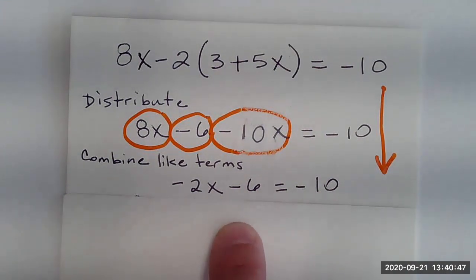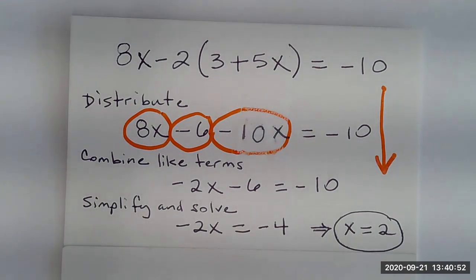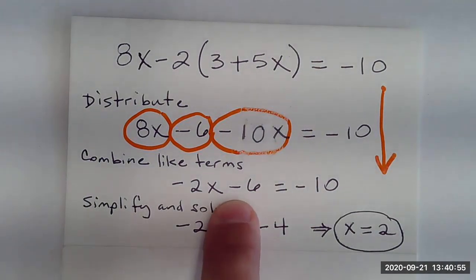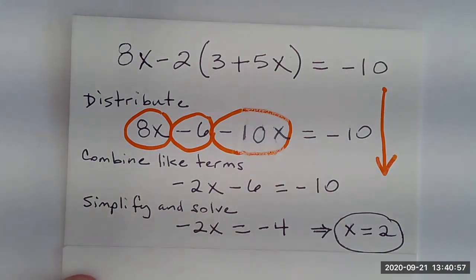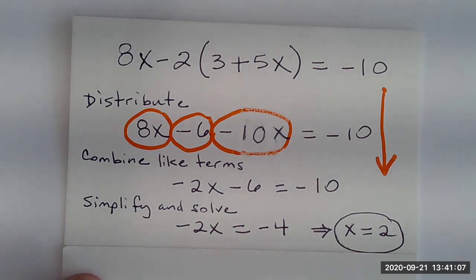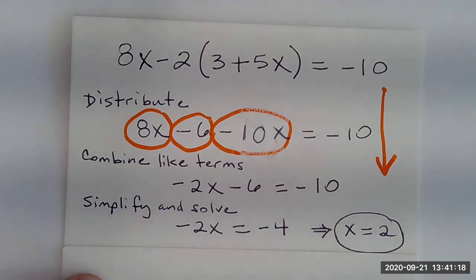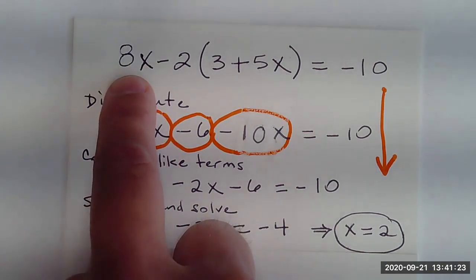So at this point, you're combining like terms, and then from here, all you need to do is add 6 to both sides, simplify, and solve. We're basically isolating this single variable x, and the answer ends up being 2. Now, what does this have to do with systems of equations? Well, you won't be able to solve a system of equations by substitution if you are not able to solve a multi-step equation.